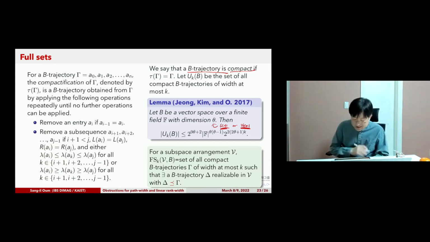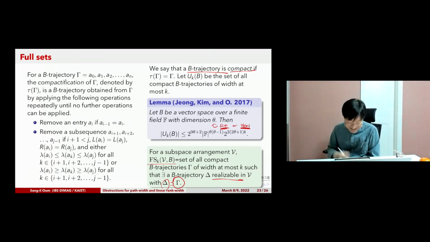And then the full set is the set of all compact bit trajectories which dominate other bit trajectories that can be witnessed by a path decomposition of width at most k. So that's what we call realizable. So we collect all compact bit trajectories gamma which dominate a realizable bit trajectory. So that's the collection of the full set.